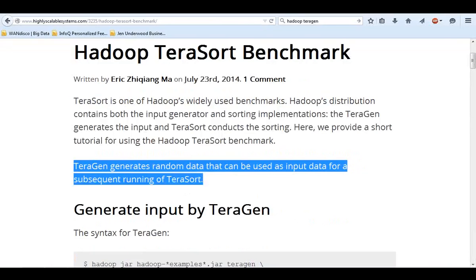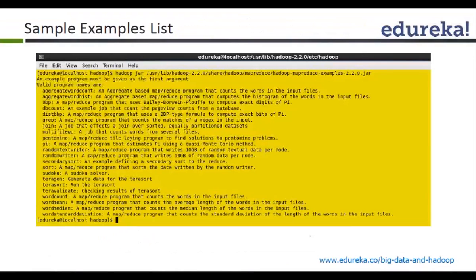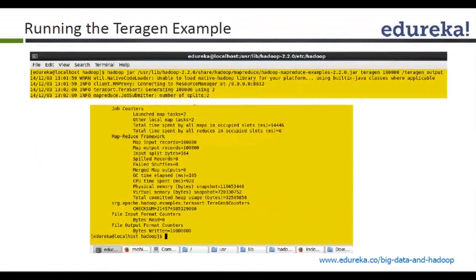Okay, let me go back to the PDF. We have seen the list of the examples. Let me go down to the next slide. So what are we doing over here? We are going to run the TeraGen example, and we are going to write it in the form of 1 million. Okay, so no, 0.1 million. So I'm going to have about 100,000 lines that I want to be generated, and this is the place where the output will be generated.